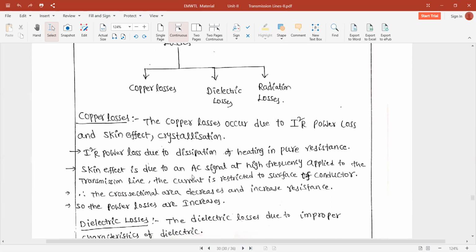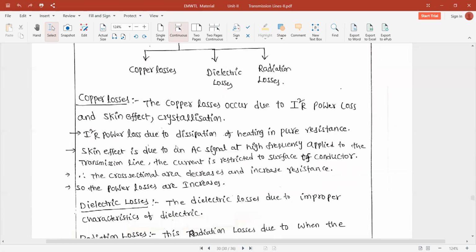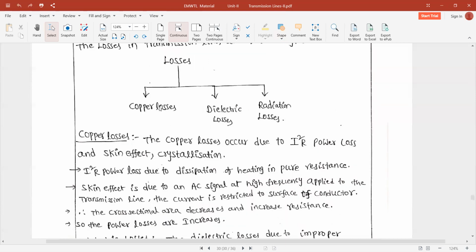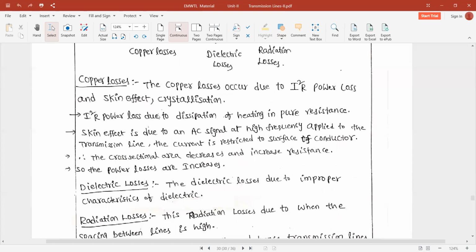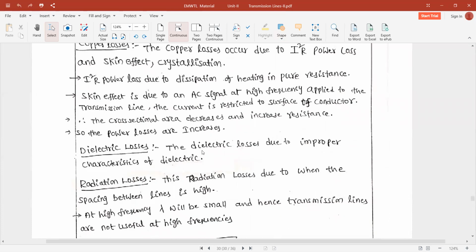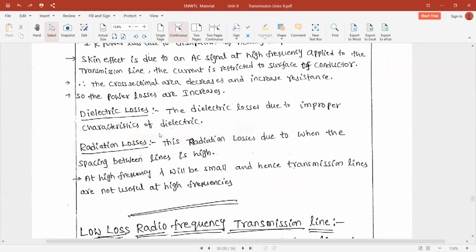Skin effect occurs when an AC signal at high frequency is applied to the transmission line. The current is restricted to the surface of the conductor. And these are all the points where losses occur in the transmission line. That is the copper losses, dielectric losses also. The dielectric losses are due to the improper characteristics of the dielectric, and the radiation loss.